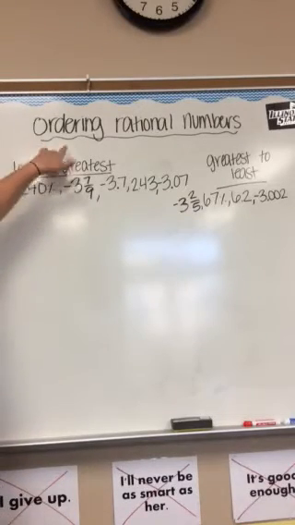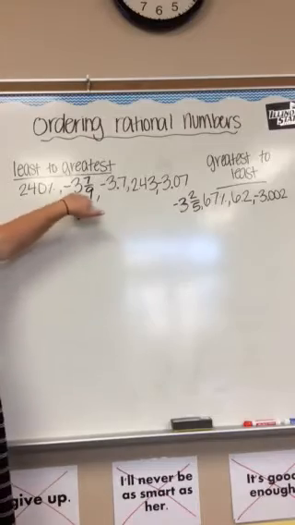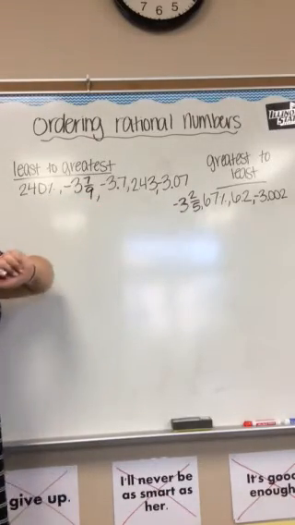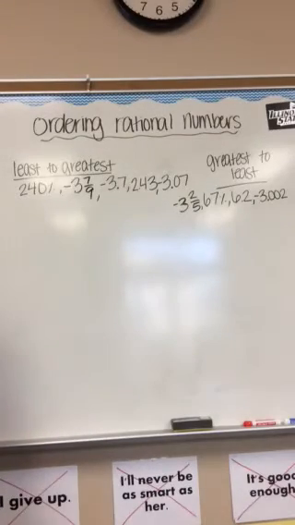Today I am going to talk to you about ordering rational numbers. If you remember from yesterday, rational numbers are fractions and decimals that come to an end or they repeat. So we're going to order those today.